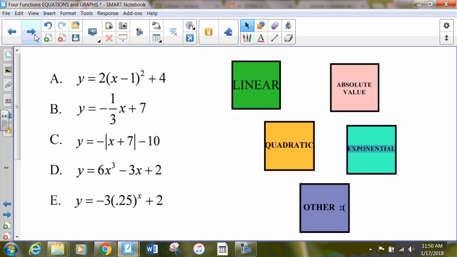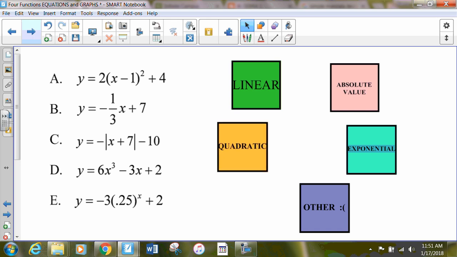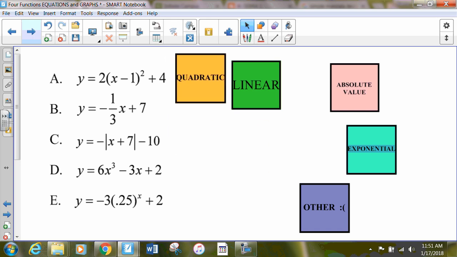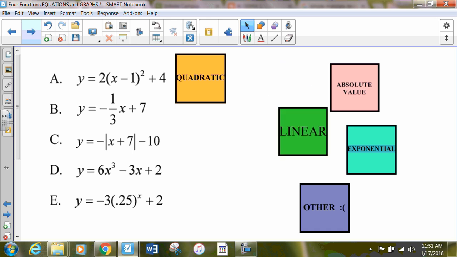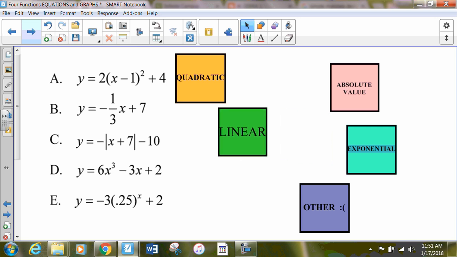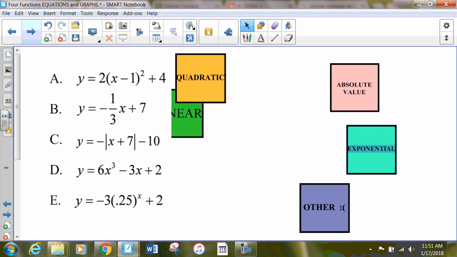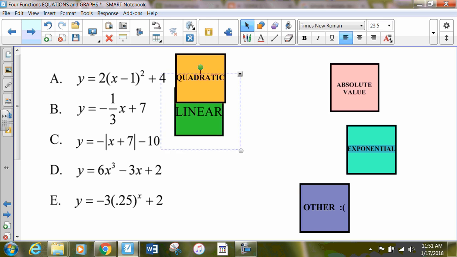All right, so you have this one, and we've got to do a sort. So what do you guys think? The first one, I see a 2 in the exponent spot. So what do you think? That's right, that is quadratic. All right, the next one, I don't see anything. There are no exponents. There's no absolute values. So, yep, that is linear.